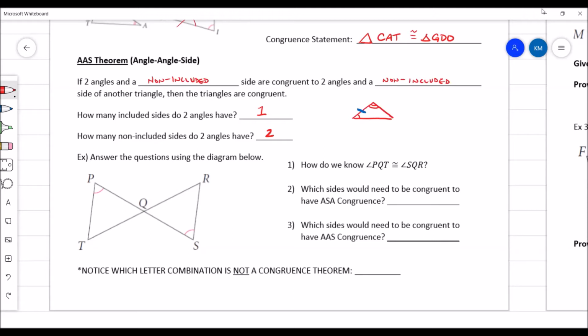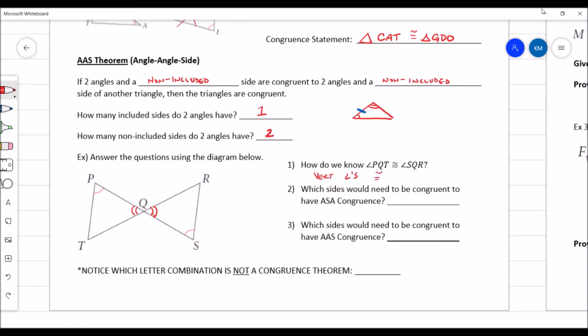Okay, so here we go. Let's look at this problem. It says explain or answer the question using the diagram below. So how do we know that angle PQT is congruent to angle SQR? So PQT would be here. I'm going to mark it with two arcs. SQR right here, I'm going to mark it with two arcs. How do we know that those two are congruent? Well, these are vertical angles. Okay, vertical angles are congruent.